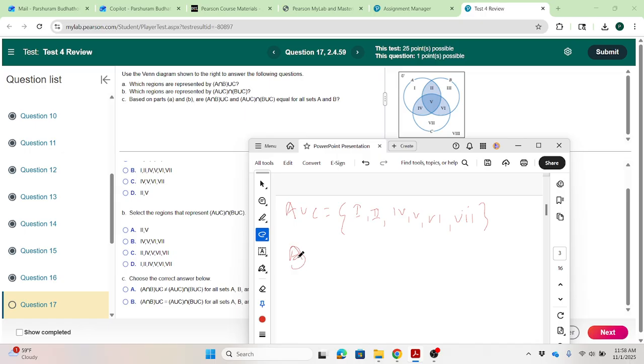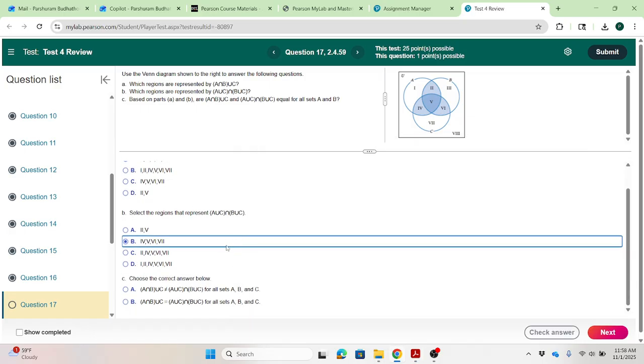And then B union C is 2, 3, 4, 5, 6 and 7. So the intersection between them is, as you can see here, 2, 4, 5, 6 and 7. So these are the intersection between them. So the answer is 2, 4, 5, 6, 7. Choose the correct answer below.